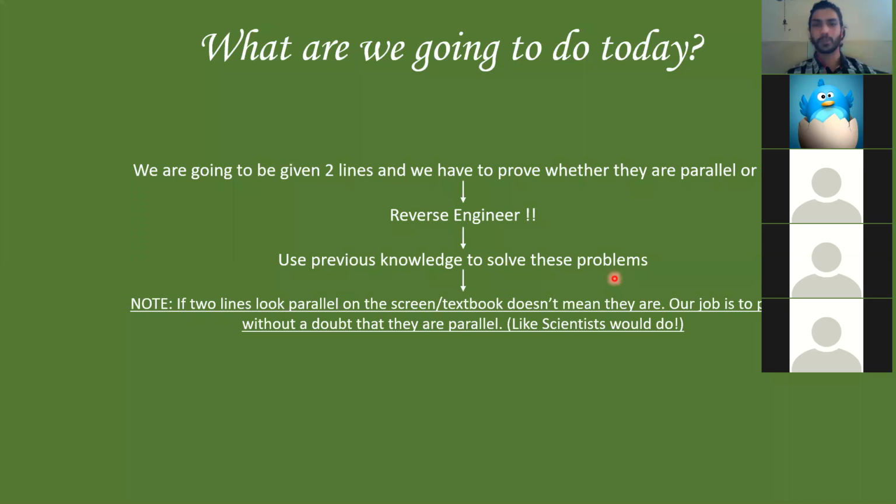And the last thing. So I have come across many instances where kids tell me, Bhaiya, ye to do line parallel dikh rahe, so why can't I just write it? So folks, if two lines look parallel on the screen or in the textbook, doesn't mean they are. Our job as students, as mathematicians, is to prove it without a doubt, with a proof. You have to prove it with evidence that yes, these are parallel lines, like scientists would do. Just because they look parallel on the screen doesn't mean they are. So that is what we are going to be doing today. I'm going to give you lines and we have to prove whether they are parallel or not.